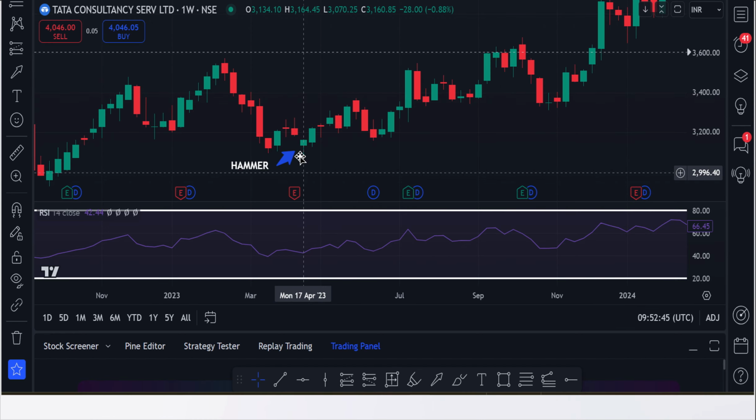Here you can see a hammer has formed at 3200, and you can clearly see RSI was also going up. I would ride the trade until RSI in the 60s, when I buy somewhere around the 40s, considering only these two things, nothing else. And then boom, I made almost 10-15% in a couple of months. That's a good return. This is for TCS, a $200 billion company.